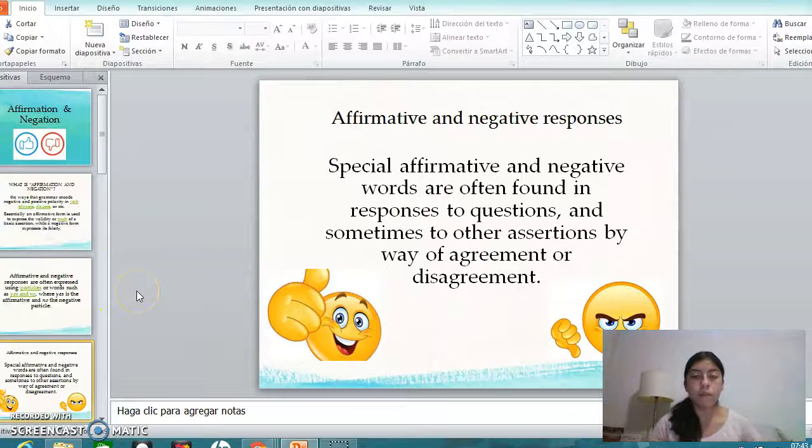Moving on. Affirmative and negative responses. Special affirmative and negative words are often found in responses to questions and sometimes to other assertions by way of agreement or disagreement. Obviously, agreement would be the positive form, as in affirmative, and disagreement would be the negative form, okay?